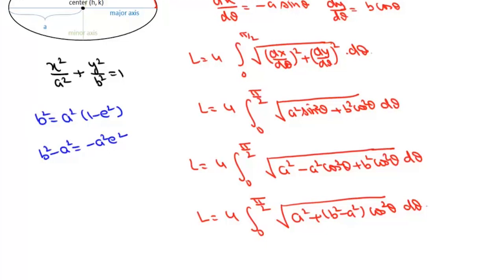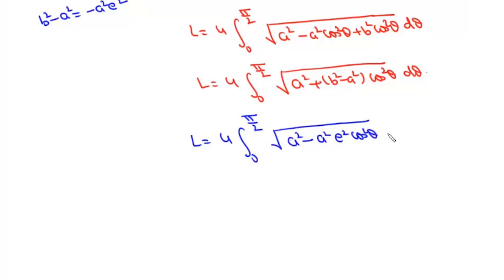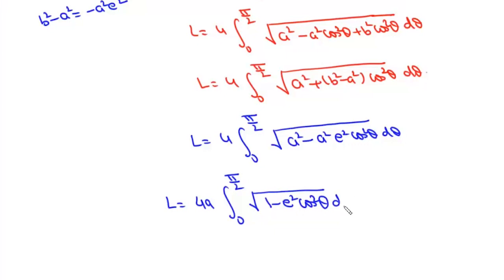So we'll get this length as 4 times the integral from 0 to pi by 2 under root of a square minus a square e square cos square theta d theta. Now we'll take a square out. So now we can write this as 4a into this integral from 0 to pi by 2 under root of 1 minus e square cos square theta d theta.